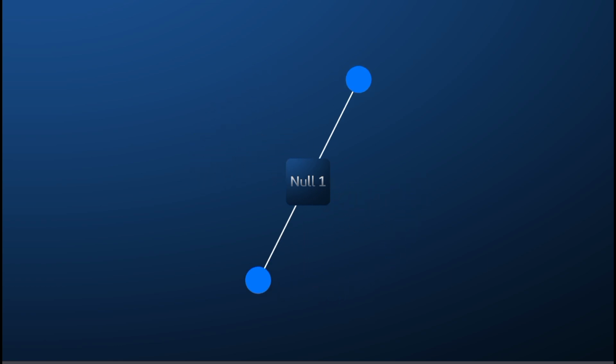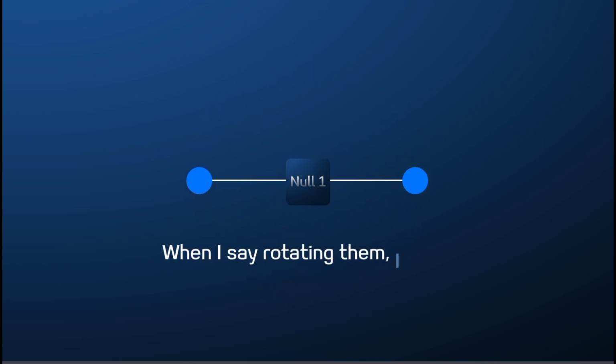What if I told you that we can also control two objects by rotating them using the null? When I say rotating them, I mean something like this. How did I do this? Well, let's learn the basic first.